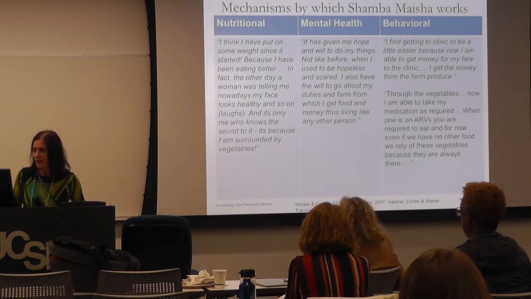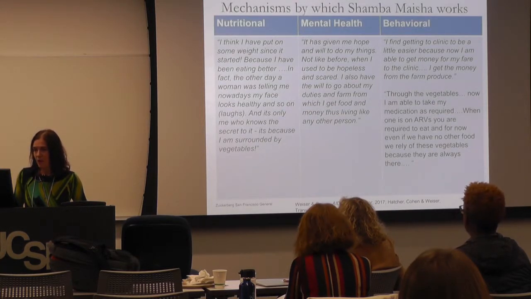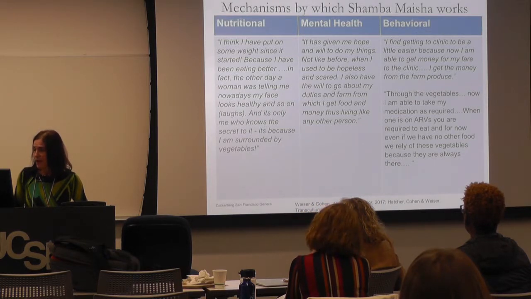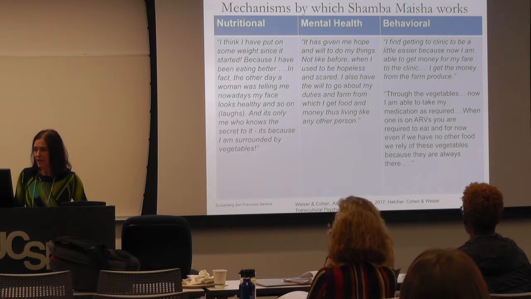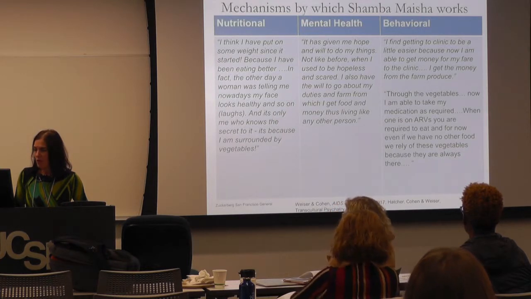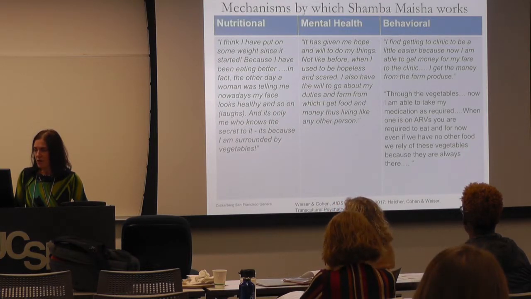So looking specifically at the mechanisms, our qualitative work did attest to the nutritional, mental health, and behavioral mechanisms through which this intervention improved health. And I'll just read you 2 quotes here. So along the mental health pathway, a participant says, "It has given me hope and will to do my things, not like before when I used to be hopeless and scared. I also have the will to go about my duties and farm, from which I get food and money, thus living like any other person."